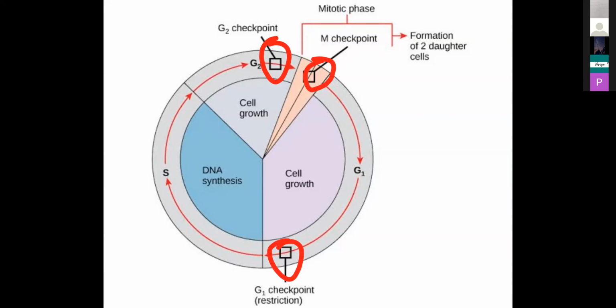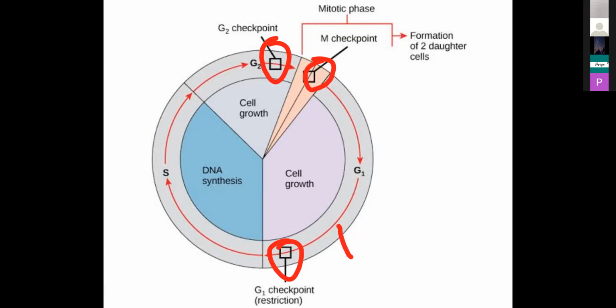The points in eukaryotic cell cycle at which progression of a cell to the next stage in the cell cycle is determined based on the conditions, internal and external conditions. If they are favorable, then only the cell shall proceed forward in the cell cycle, otherwise it won't. These points at which it is determined are known as checkpoints. Very good, Fatima.